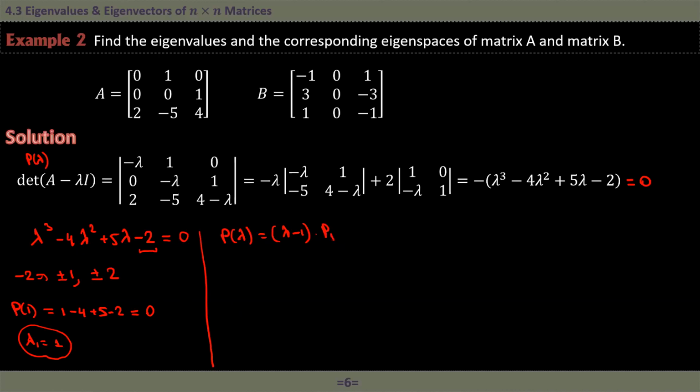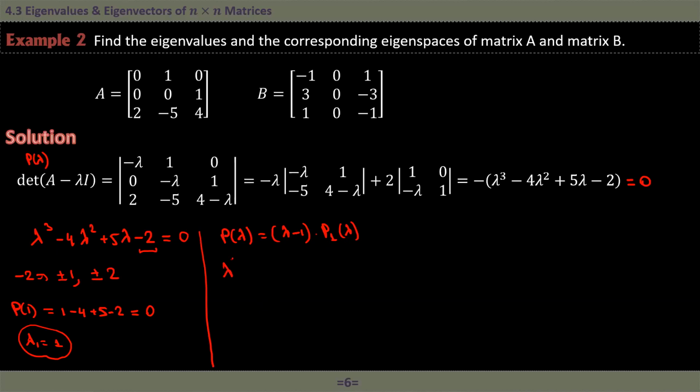Let me just write here p1 of lambda. This p1 of lambda is a quadratic expression here. Now how can I get this? Just divide that p of lambda by lambda minus 1, and I get p1 of lambda. Okay, by just long division we can do this.